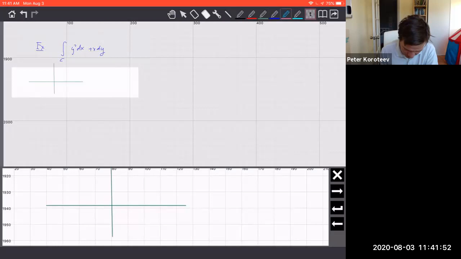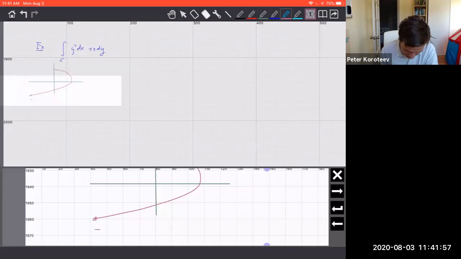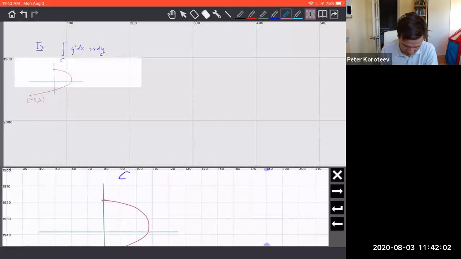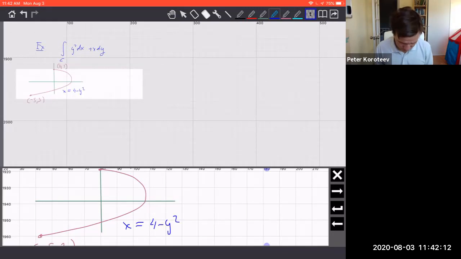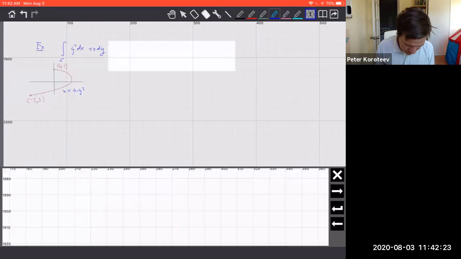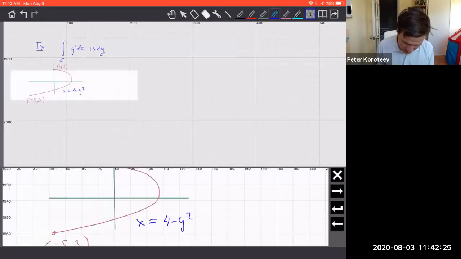So we'll just make a simple one. Let's say that it's a part of a parabola between points -5,3 and 0,2. And the parabola here is x equals 4 minus y squared. Let's say the direction goes like this.